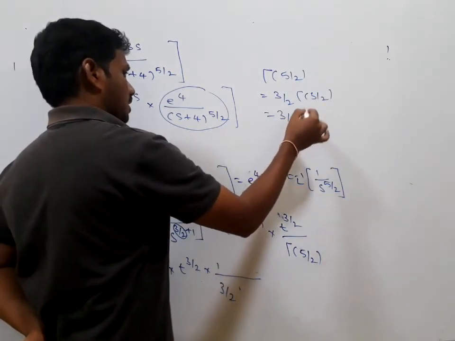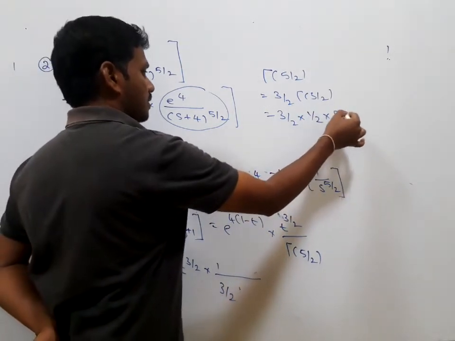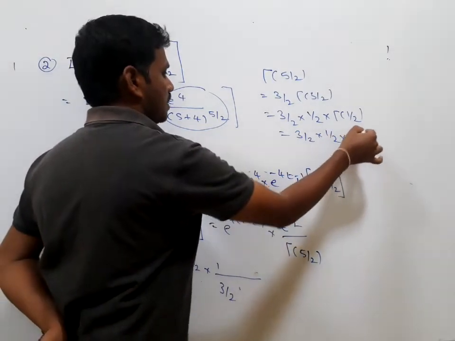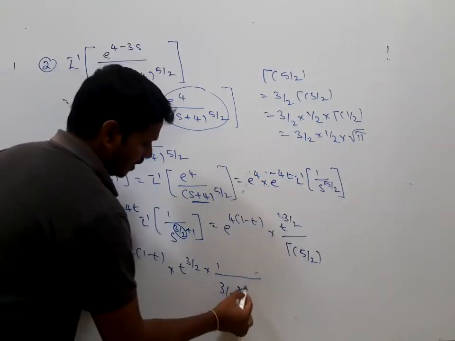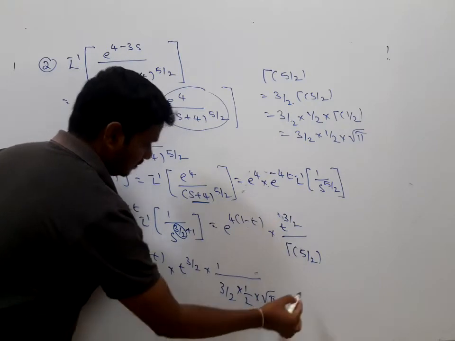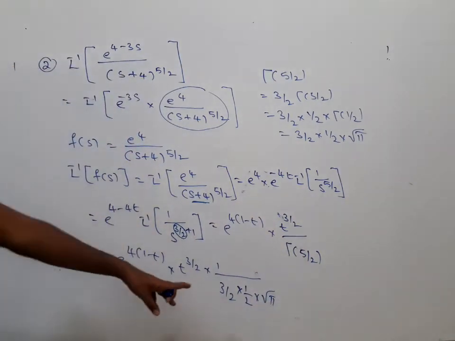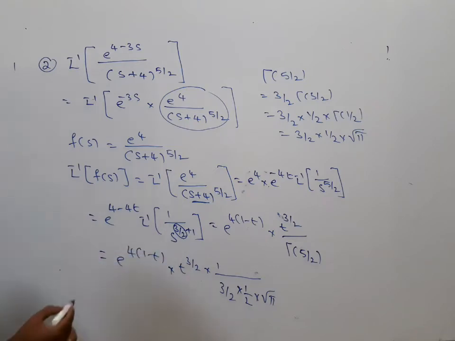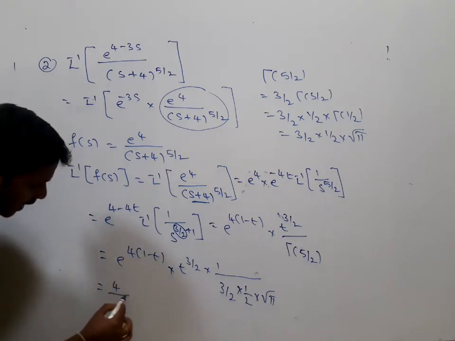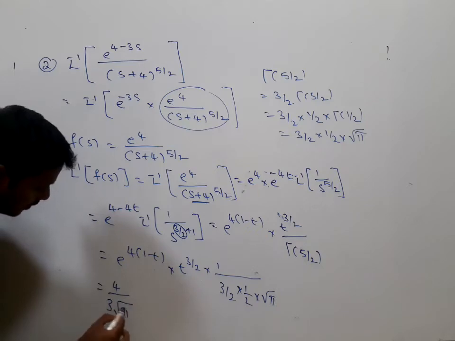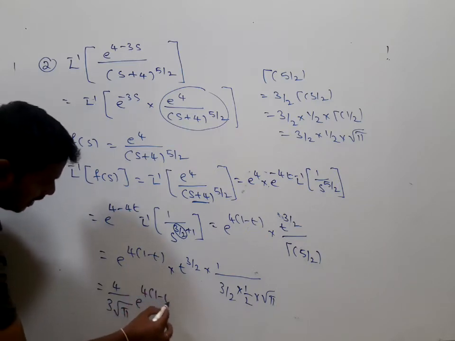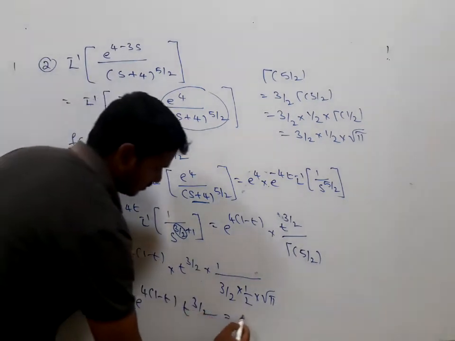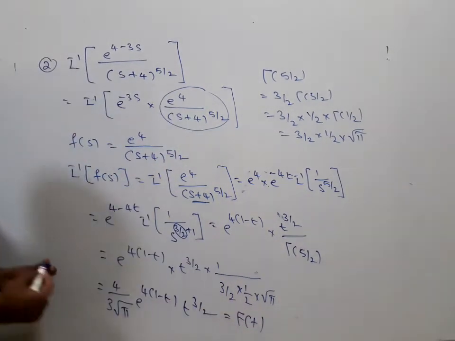Gamma of 3 by 2 is what? 3 by 2 minus 1 is 1 by 2, so 1 by 2 gamma 1 by 2. Here it is 3 by 2, 1 by 2, and gamma 1 by 2 is root pi. So 3 by 2, 1 by 2, root pi. Here it is 2 into 2, 4 is there, no? 4 comes to the numerator. So we have 4 by 3 root pi, e to the power of 4 into (1 minus t), t to the power of 3 by 2. This is your f of t.